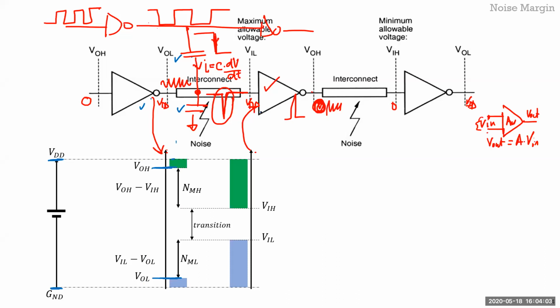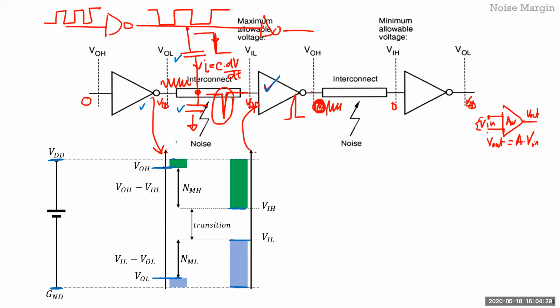And for the input of the same inverter, let's say the second instantiation of the same inverter, as we defined here, anything from VDD to this point, VIH, I'll consider as input high. Anything from this point, VIL, to 0, I'll consider as a low.